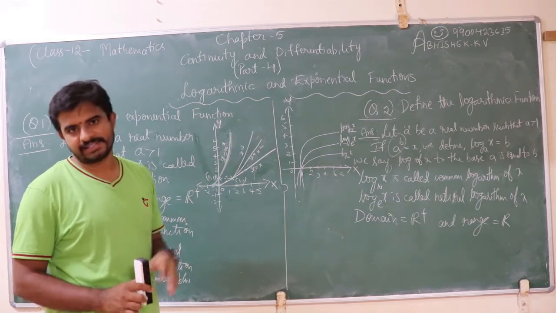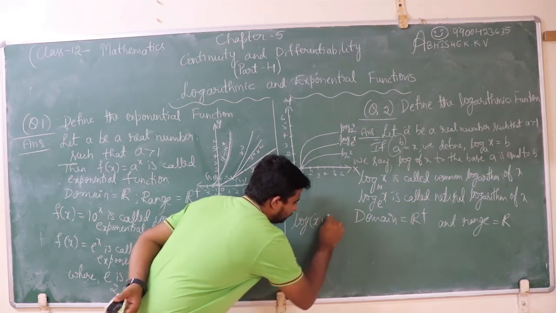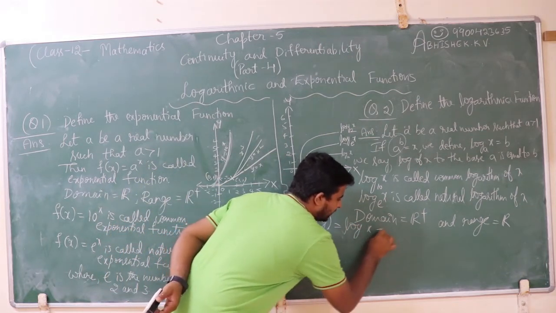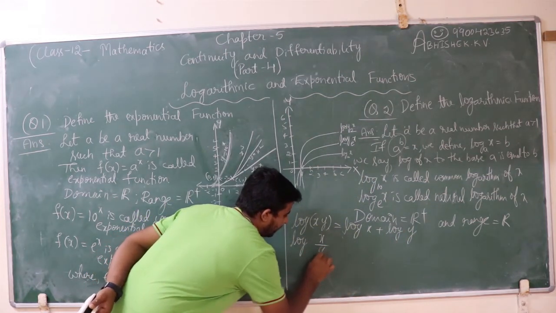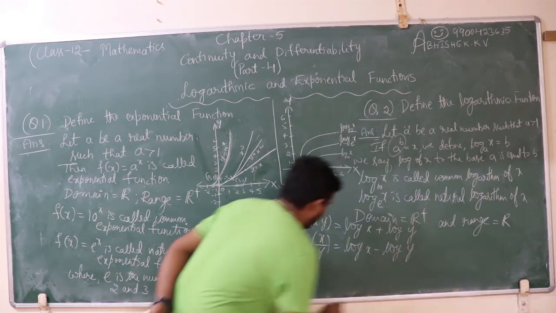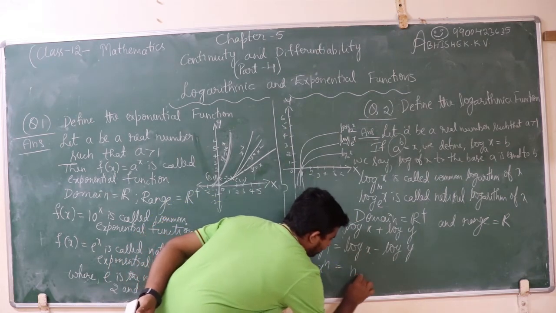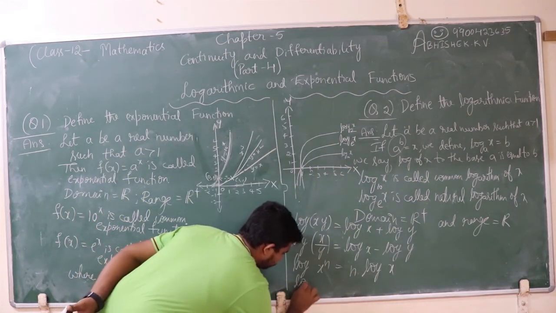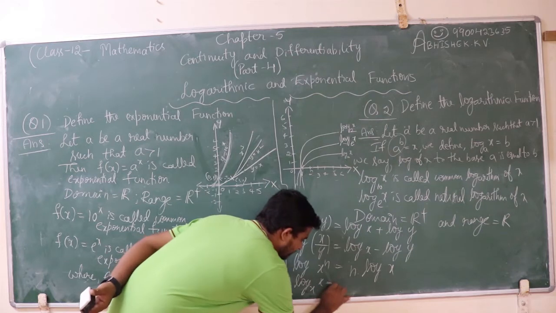Let us recall the properties of the logarithmic function. See, log of xy is equal to log of x plus log of y. Then log of x by y is given by log of x minus log of y. Log of x to the power of n is equal to n into log of x, and log of x to the base x, when the exponent and the base are the same, is equal to what?